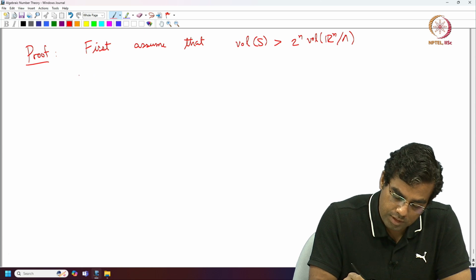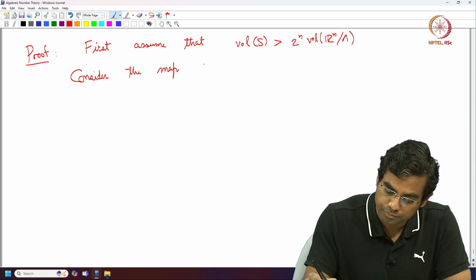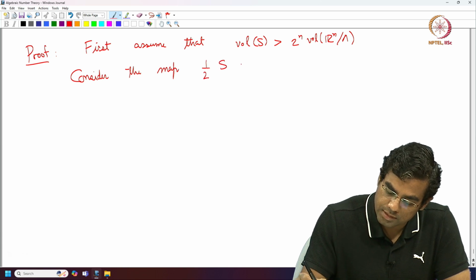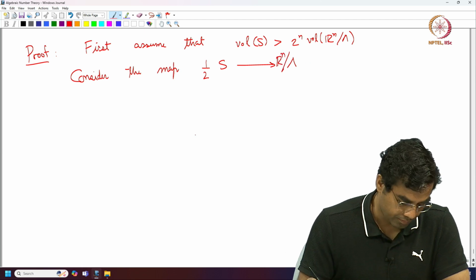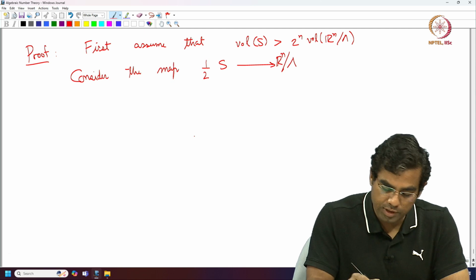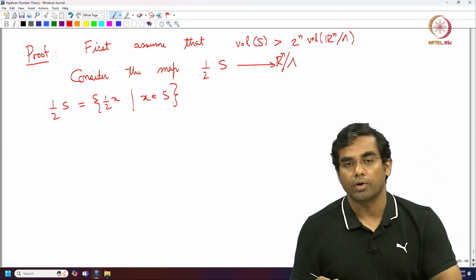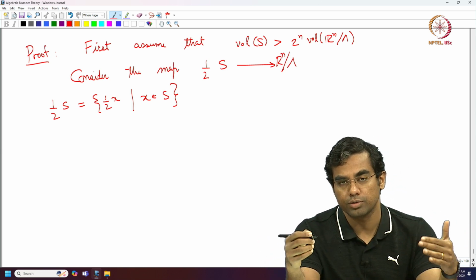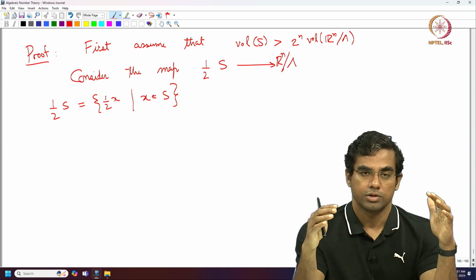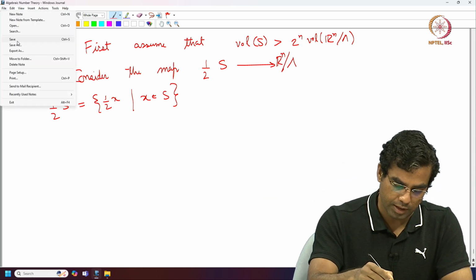Okay. So, here the idea is pretty simple. What you do is you consider the map from half of S to R to the n mod lambda. Okay. So, what is half of S? Half of S, this is all 1 by 2 x such that x is in S. So, for every element x in S, which consists of n coordinates, you take half of all of those coordinates. Okay. So, you can think of shrinking the set S by half from every direction.